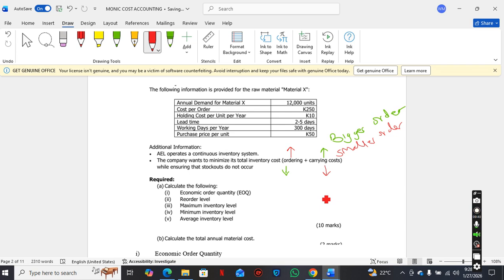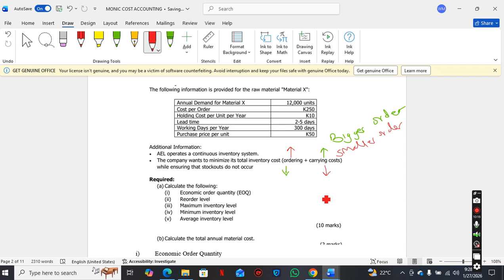Then I was saying that the bigger the order, meaning that the carrying cost increases because of the space, the storage where all these materials or things that you've ordered are kept, right? Yes. The ordering cost goes down because you won't do frequent orders. Okay, all right, I understand. I have mixed up somewhere there.